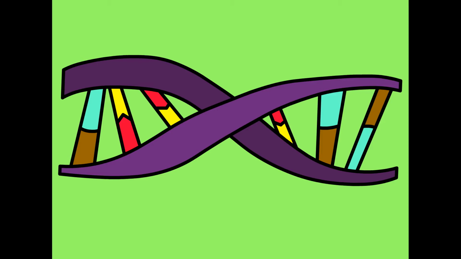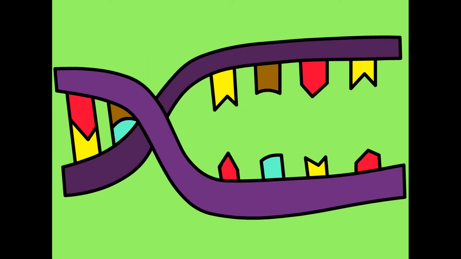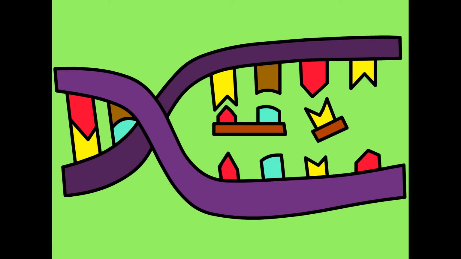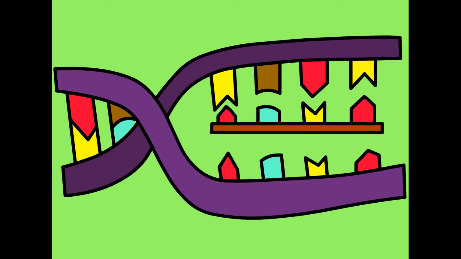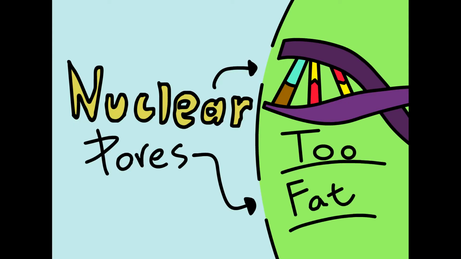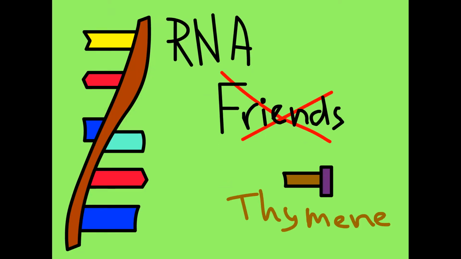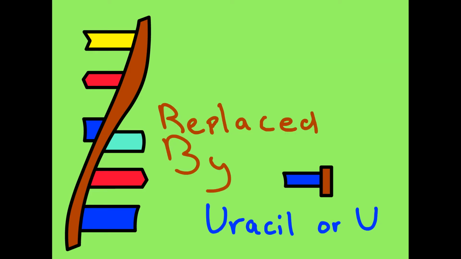So basically, the bond between the base pairs splits for a certain gene, and then bits of RNA pair up with the DNA to make this thing called messenger RNA or mRNA, because DNA is just way too fat to fit in the nuclear pores. RNA isn't friends with the base called T, therefore it replaces T with U or uracil.